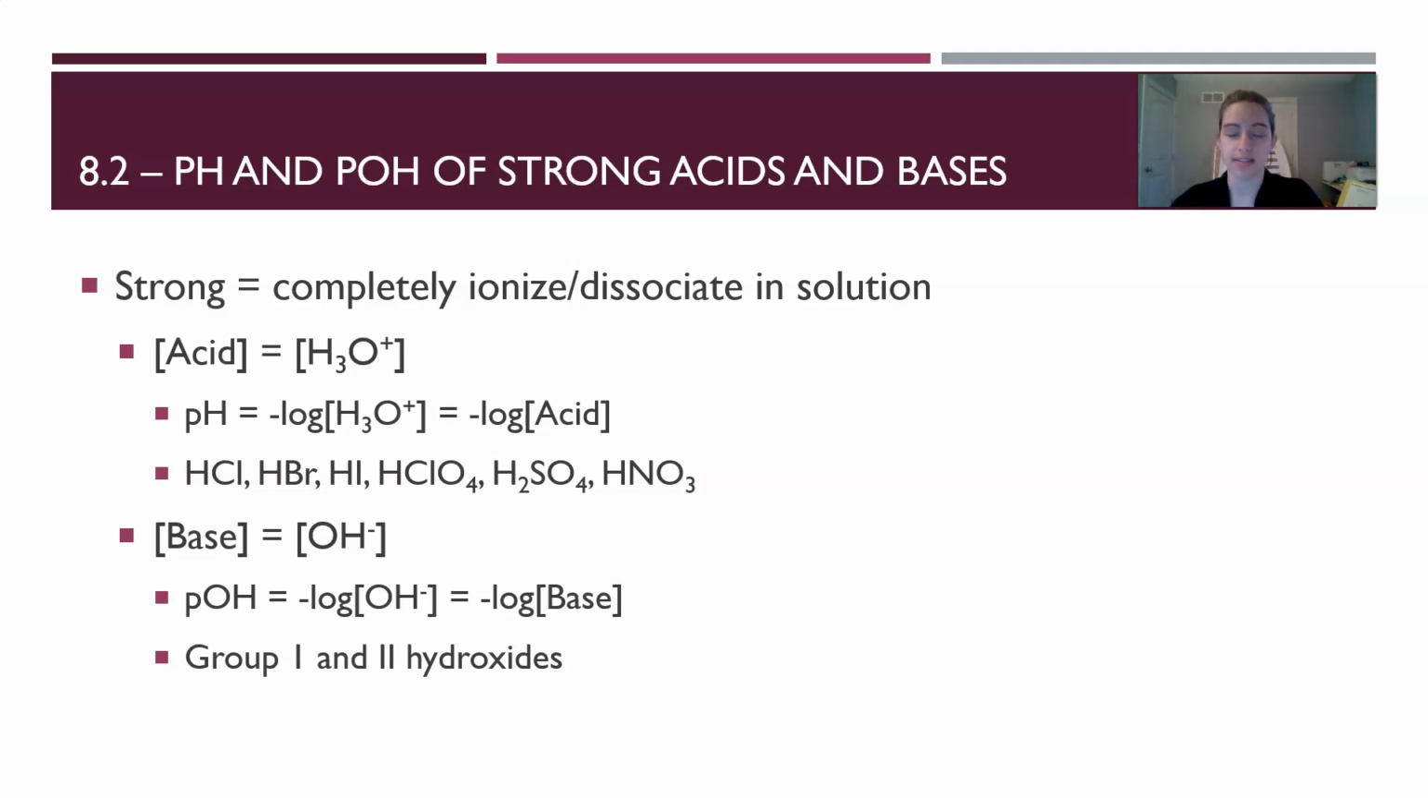Our common strong bases are group 1 and group 2 hydroxides. So the metals in group 1 and group 2 on the periodic table, when they're bonded to a hydroxide, are considered strong bases.